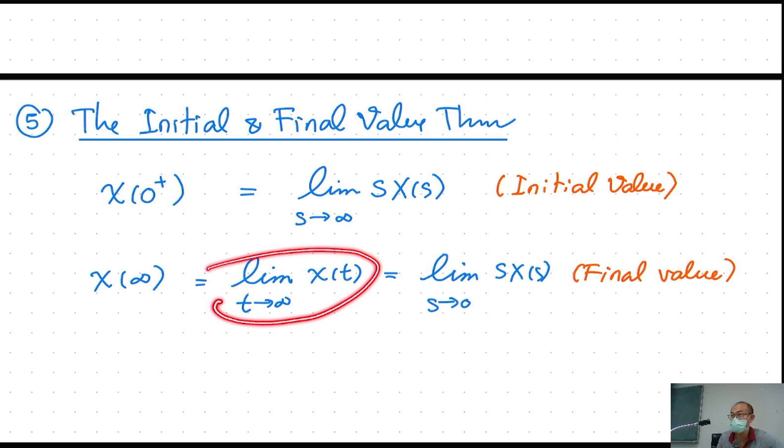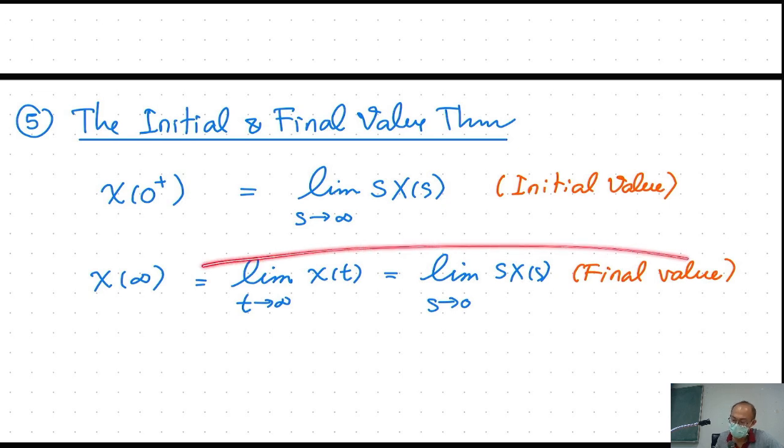For example, if x(t) is cosine, cosine doesn't converge, right? Because cosine is oscillating from negative 1 to 1, all the way. It doesn't converge. So for cosine, we cannot use this final value theorem. So to be able to use the final value theorem, x(t) has to converge. The steady state of x(t) has to exist. That has to exist as a number.